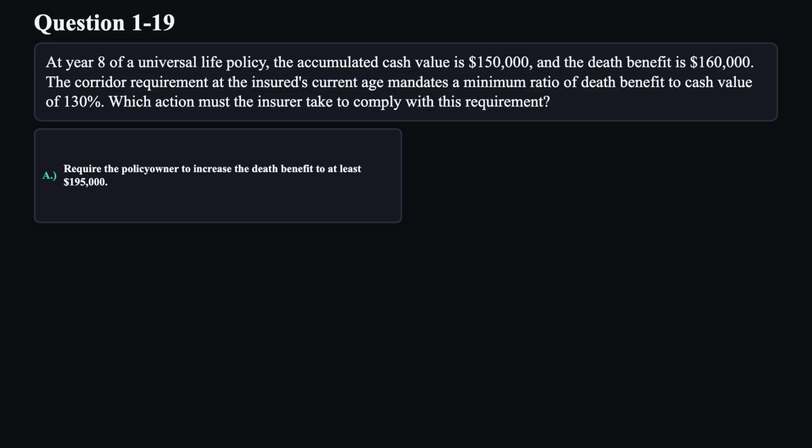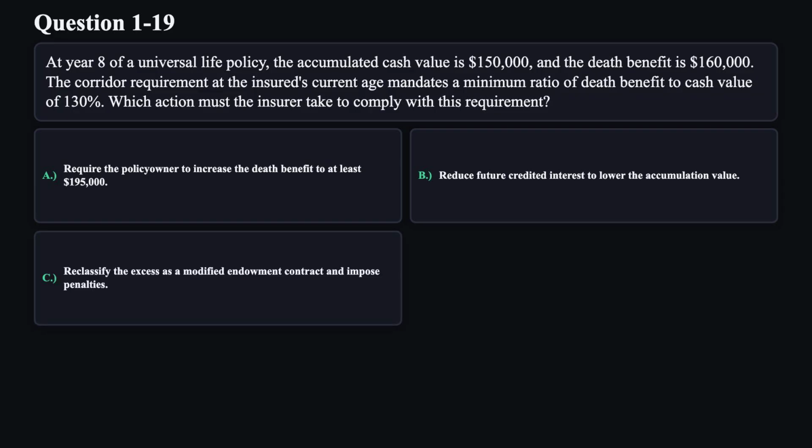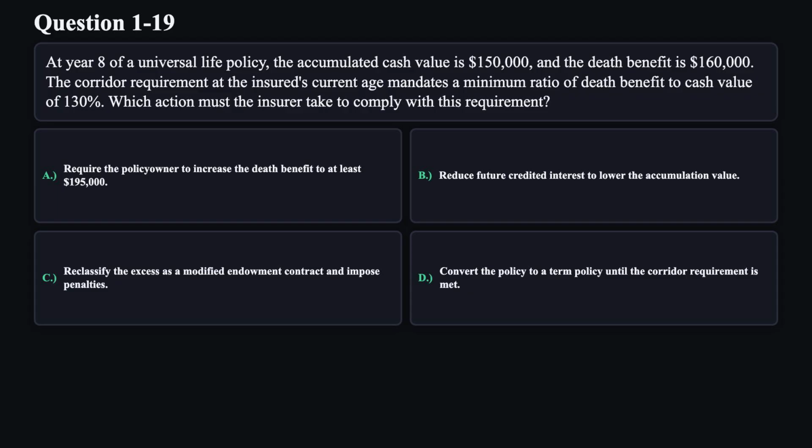A. Require the policy owner to increase the death benefit to at least $195,000. B. Reduce future credited interest to lower the accumulation value. C. Reclassify the excess as a modified endowment contract and impose penalties. D. Convert the policy to a term policy until the corridor requirement is met.